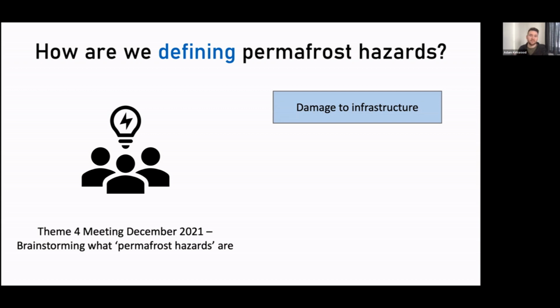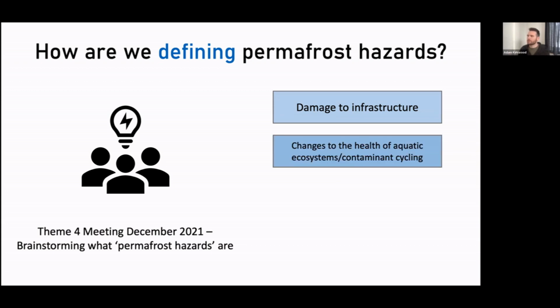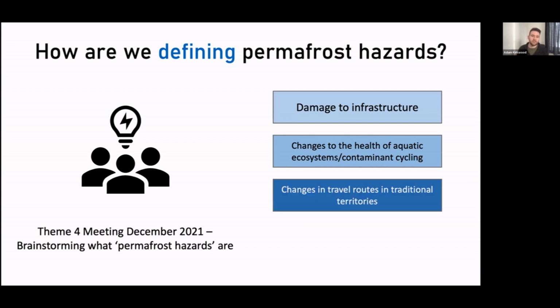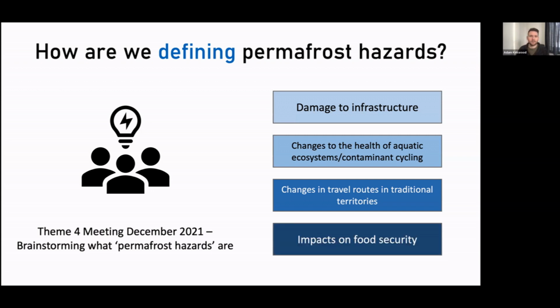I think it's probably safe to say that this is the hazard that most people think about associated with permafrost thaw. It can damage the roads, the railways, the runways, the infrastructure that's built on top of it when it starts to thaw. But then we started thinking about other things. One of the things that came up was changes to the health of aquatic ecosystems and contaminant cycling. Changes in travel routes and traditional territories also came up. We've heard this from northern community members who've said that as the permafrost thaws, it changes traditional travel routes. People have to take other routes and it can become more hazardous. And then also the impact that permafrost thaw has on food security.